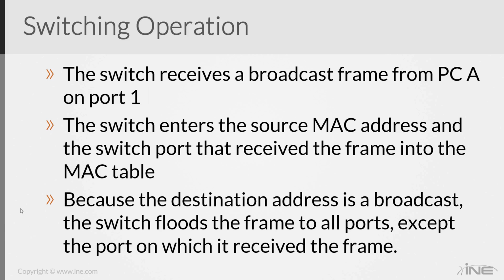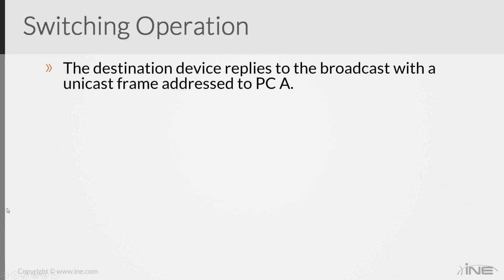So what will end up happening is the destination device replies to the broadcast with the unicast frame addressed to PCA. So the computer that owns 10.1.1.1 says, oh, that's me. Here's my MAC address. That's what you need. So that information is then added to that switch. So now whatever port that computer is located on is mapped to that MAC address. So port 2 knows about MAC address X.